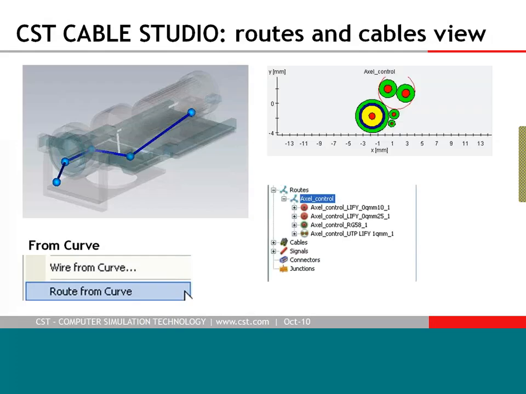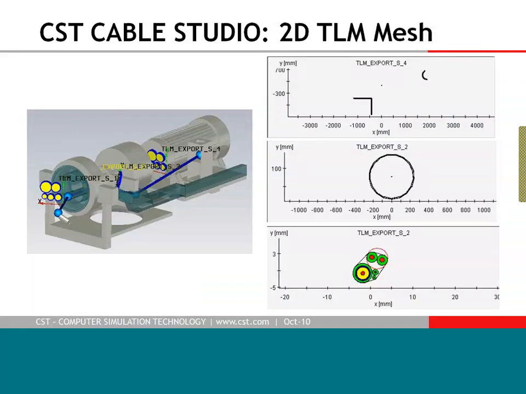So when using Cable Studio, you define the route, quite straightforward. You start from a wire, from a curve, and you define a route. Then on this route, you can lay cable, and you get here two different single wire cables. We have a coaxial cable, G58, and we have a differential pair. Cable Studio solves the cables with a 2D transmission line technique.